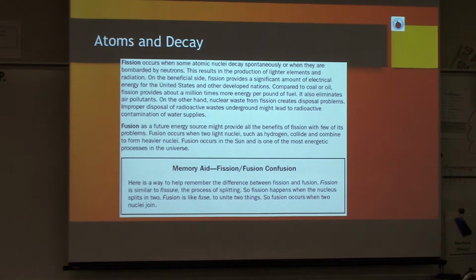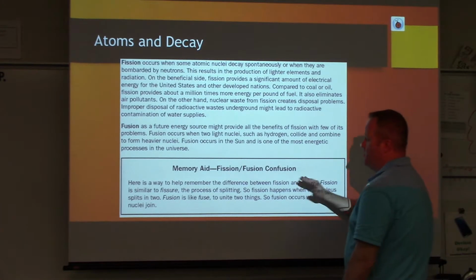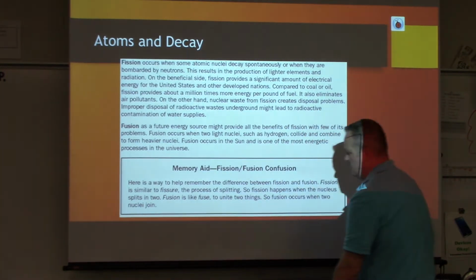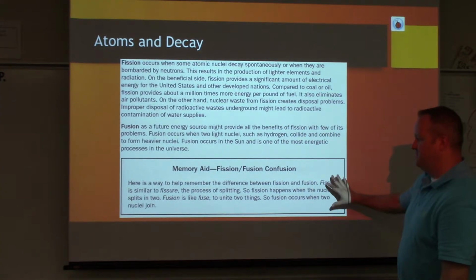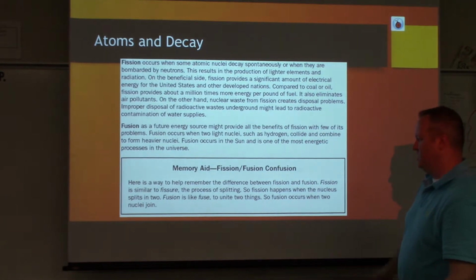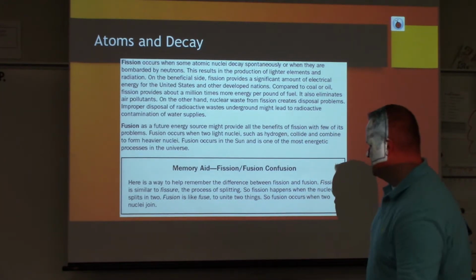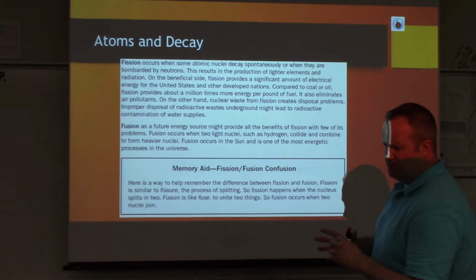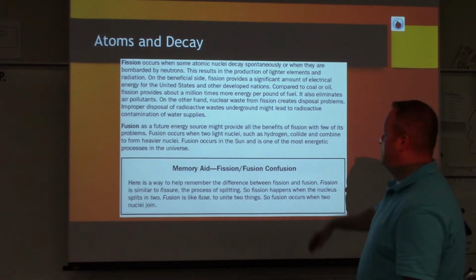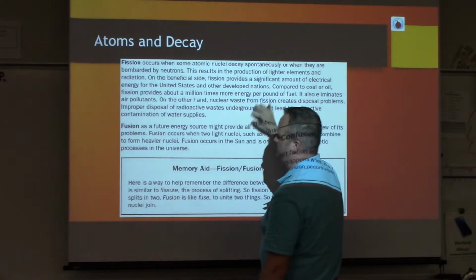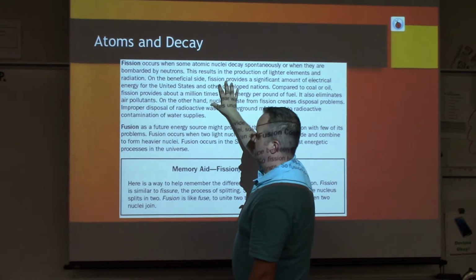All right, so this talks about fission and fusion. Memory aid, because you can get these very easily confused. This talks about a fissure, or the process of splitting. And fuse means to unite two things. So remember, think about a rock that is breaking apart. When we have an atom go through fission or fusion, remember that fission is like breaking apart.